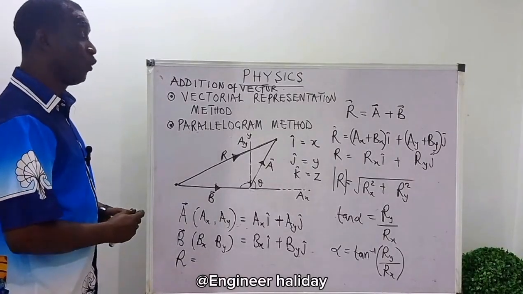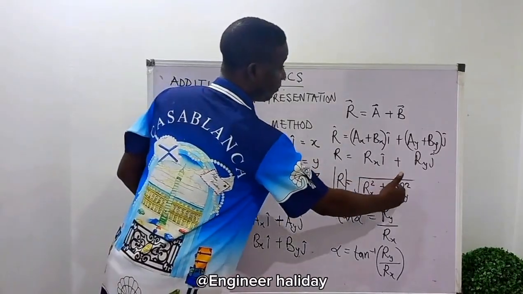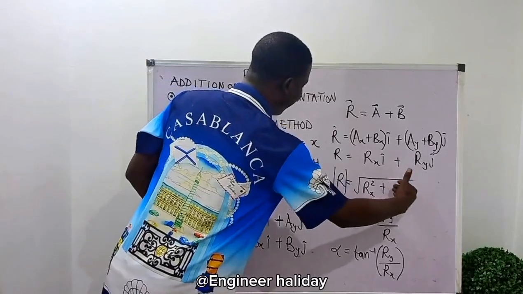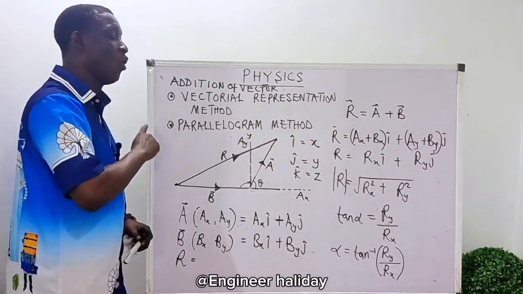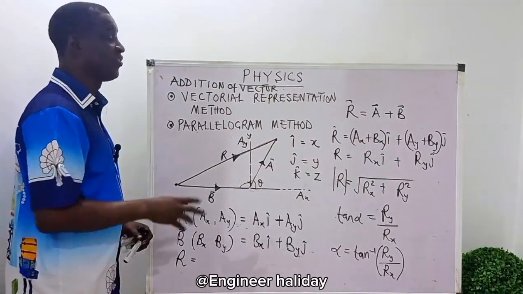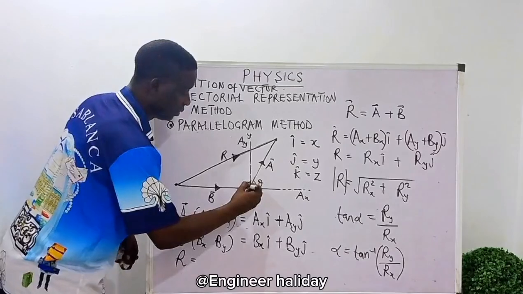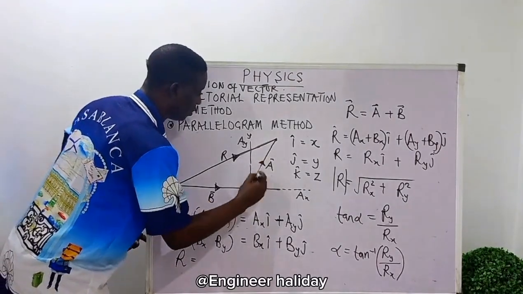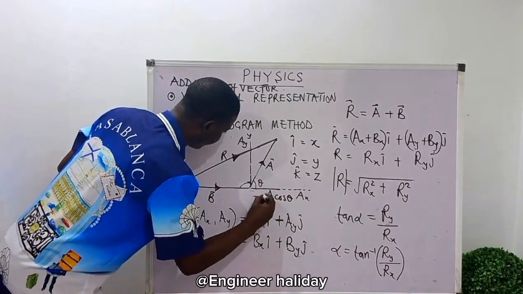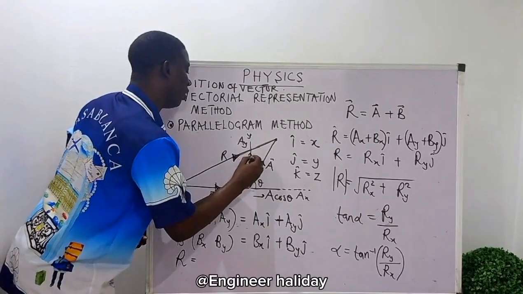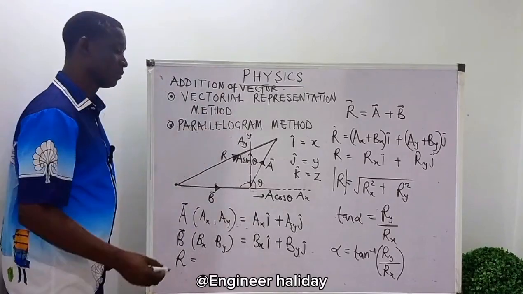Now if you work on this further, you will discover that this particular equation will give us the same thing as that of the parallelogram law of vectors. Let me show you something here. Now resolve this A into horizontal and vertical components. We would have A cos theta going forward, while here we have A sin theta going upward.